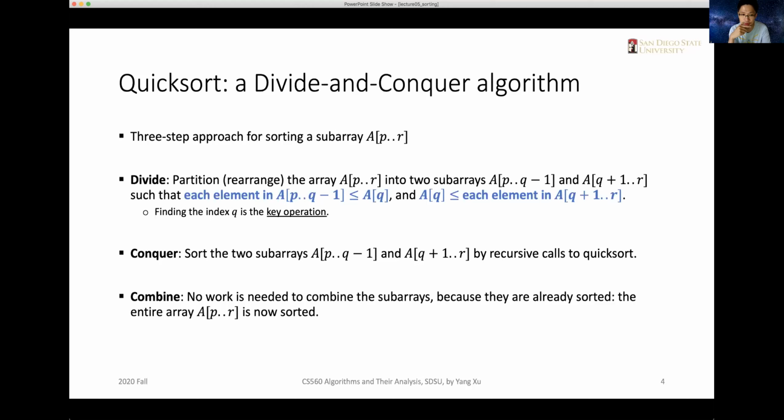Okay, because they are already sorted. So after the conquer step is returned, the entire array is now sorted. Again, we can see the difference compared with merge sort. Merge sort comes with a big theta of n running time cost for the combining step, right? Merge sort needs to call the merge procedure that takes linear time to take all the elements in the sub-arrays and combine them into the final results, right? So yeah, that is the divide and conquer design flow of this algorithm.